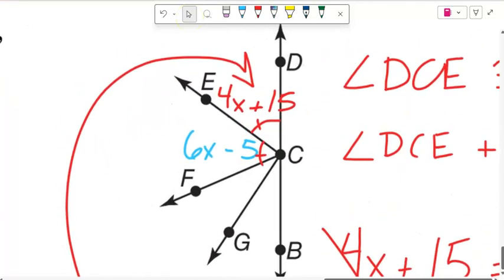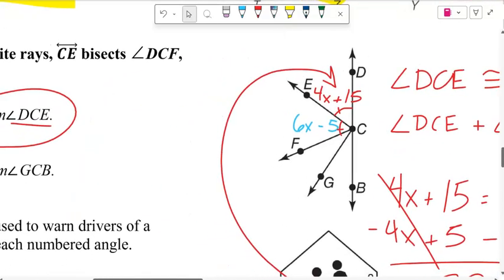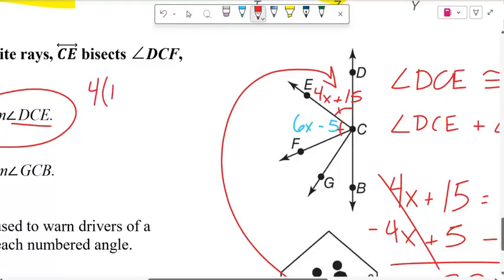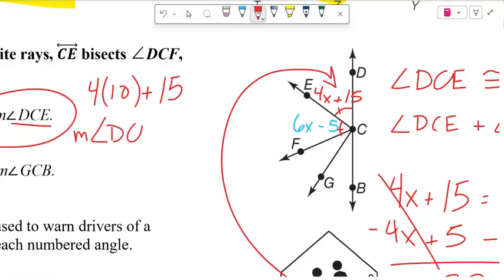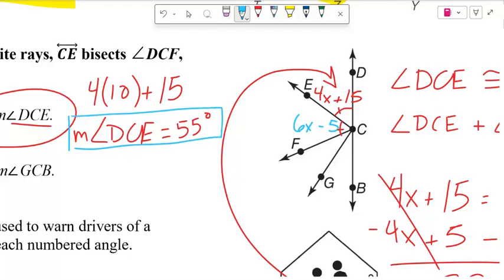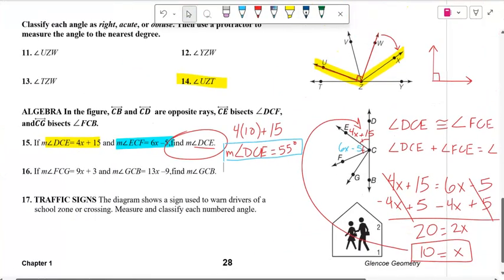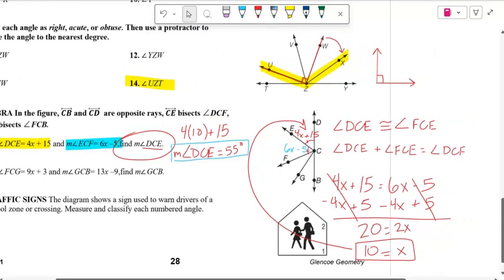X equals 10. 4 times 10 is 40. Plus 15 is 55, right? So we get 4 times 10 plus 15. So the measure of angle DCE equals 55 what? Degrees. Bam. Okay, y'all are going to see quite a few problems just like this one on your homework tonight, okay?